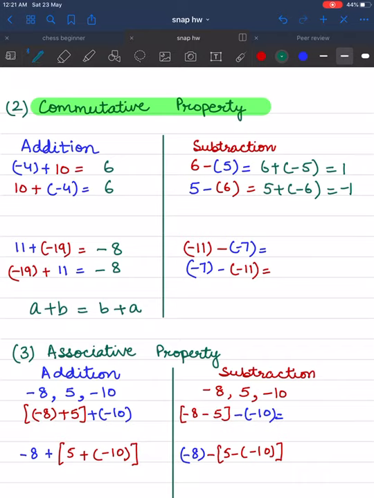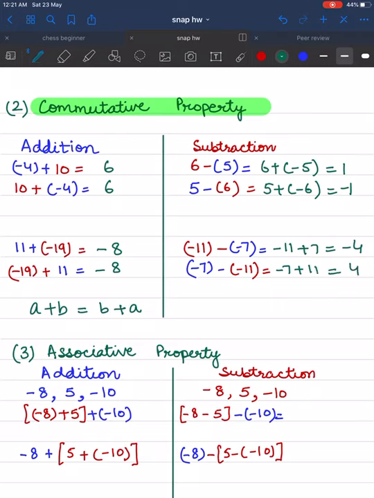Now let's take another example. Now here I am subtracting minus 11 and minus 7. So I get minus 11 plus 7, so it's minus 4. Now I change the order and now I subtract minus 7 and minus 11. So minus 7 plus 11. So I get 4. Again the result changes.